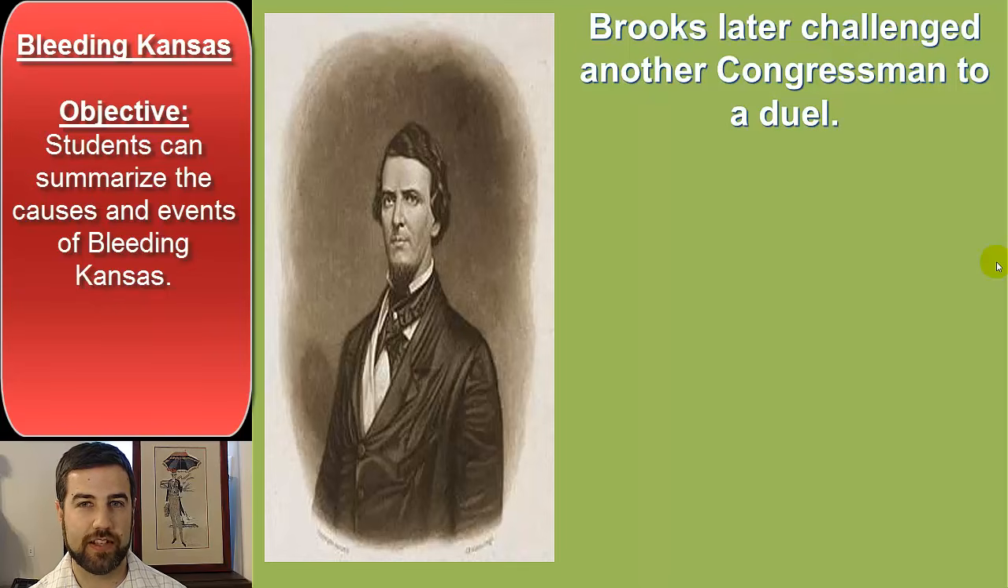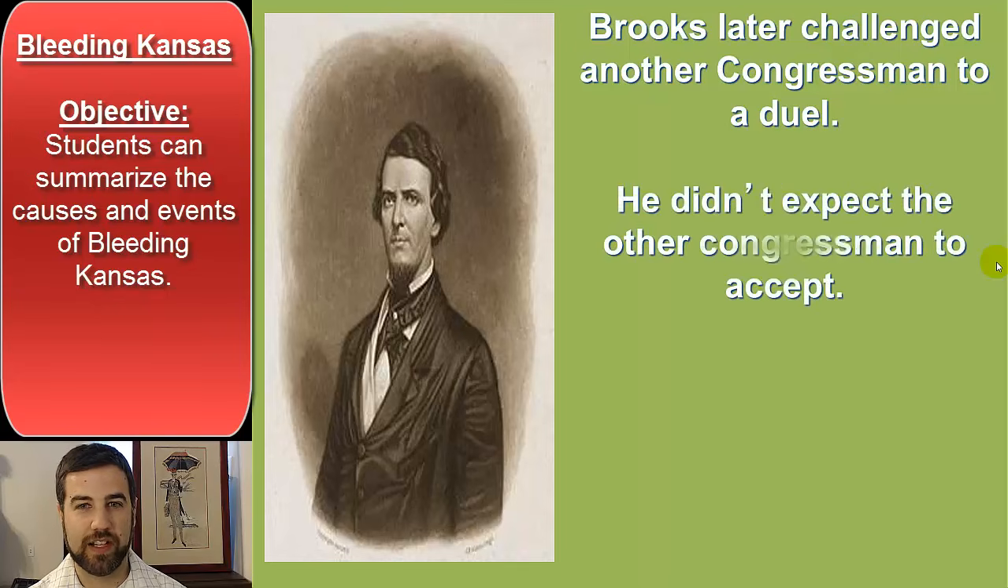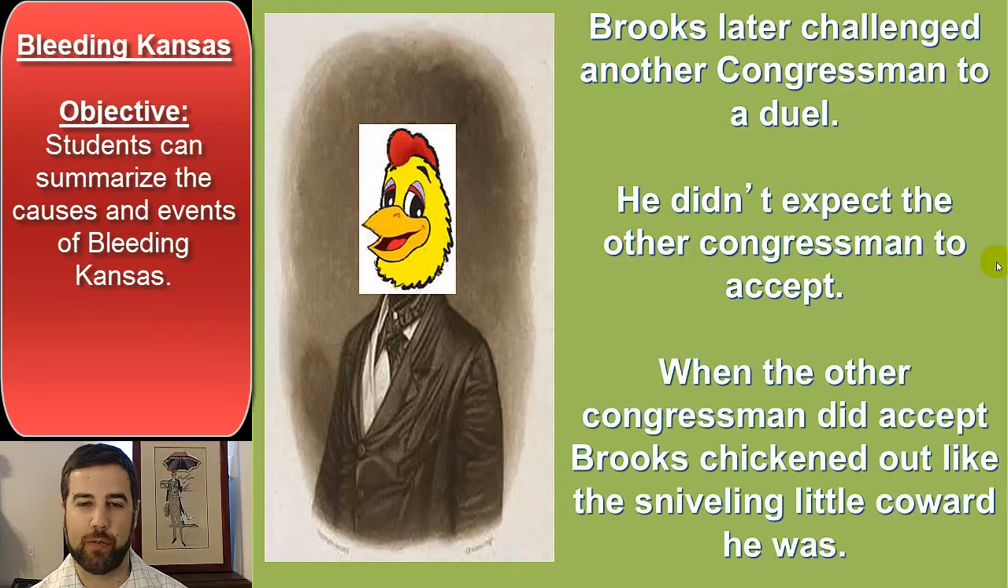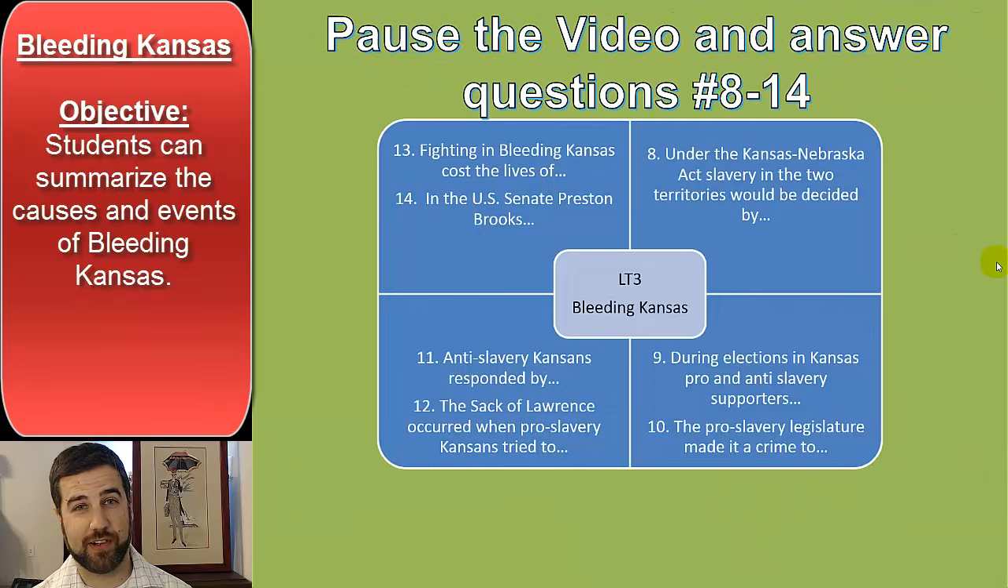And then Preston Brooks later challenges another congressman to a duel, but he didn't expect this congressman to accept, and he ends up running away and chickening out. So I guess he wasn't able to fight everybody that was in the Congress.